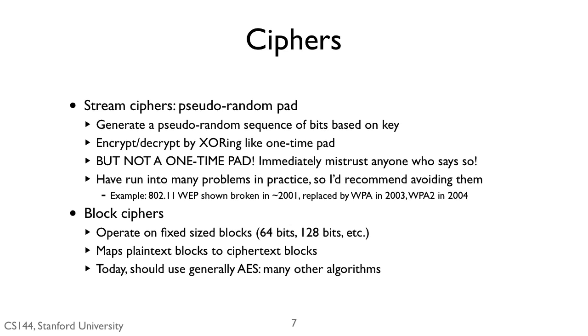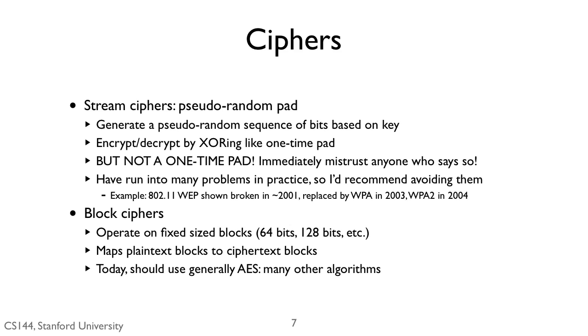Problems with stream ciphers typically stem from repetition. If you reuse the same pseudo-random sequence of bits, for example, reuse the same key on 2 different messages, then adversaries can launch attacks like I showed with a two-time pad. The initial Wi-Fi encryption protocol WEP, for example, used a stream cipher. It was shown to be broken in about 2001 when Wi-Fi was starting to take off, and was replaced by WPA in 2003 and WPA2 in 2004.